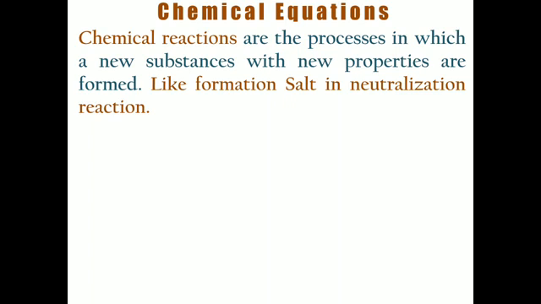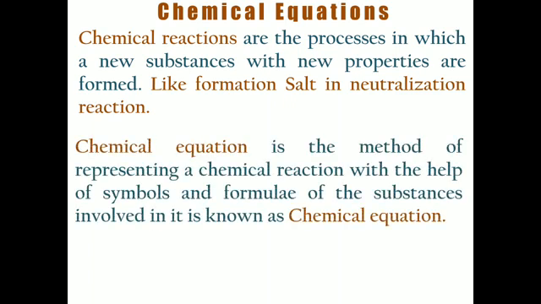Similarly, we can have the formation of salt also, in the neutralization reaction. If we write these reactions with the help of symbols and formulas which we have already studied, that becomes a chemical equation. So what is a chemical equation? It is the method of representing a chemical reaction with the help of symbols and formulas of the substances involved in it.